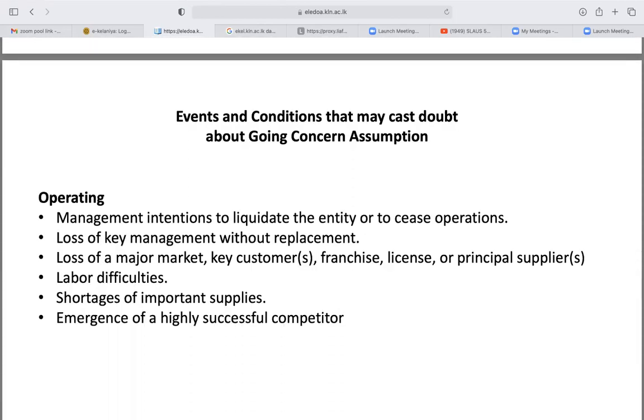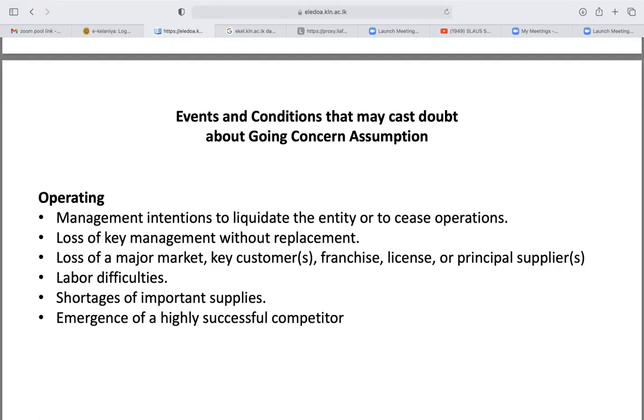Operating issues. Management intentions to liquidate the entity or cease the operation. So management are deciding to stop the operation and liquidate the company. So then there is a going concern issue. Loss of key management without replacement. Sometimes, for example, if Harry Jayawardena suddenly dies, right? So then there is loss of key management, and there is no replacement, right? So then there is a going concern issue with John Keells Holdings, right?